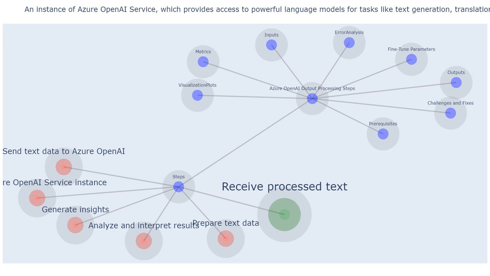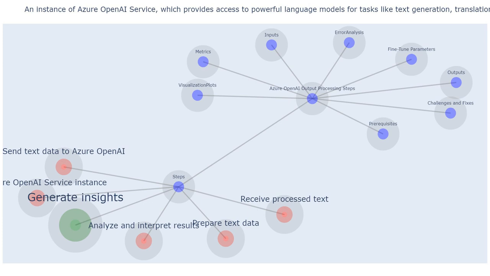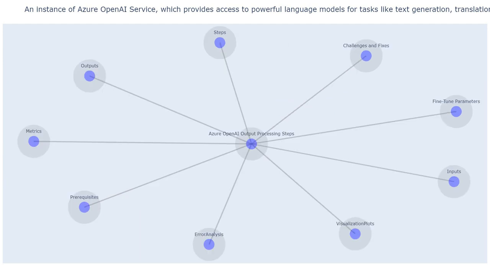Receive the processed text from the Azure OpenAI service, which could include generated text, translated text, or a summary of the input text. Analyze and interpret the results, understanding the meaning of the processed text and extracting relevant information from it. Generate insights based on the analysis of the processed text, potentially identifying trends, key themes, or other valuable information.